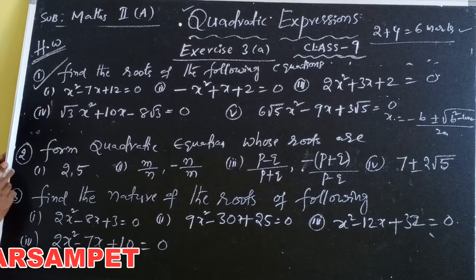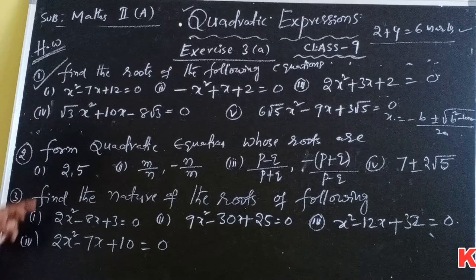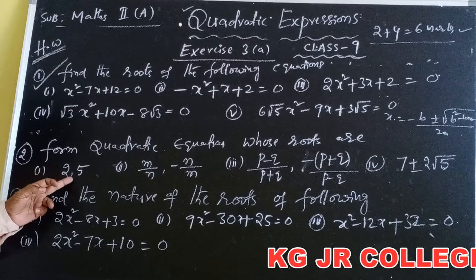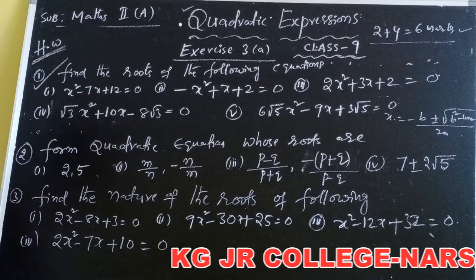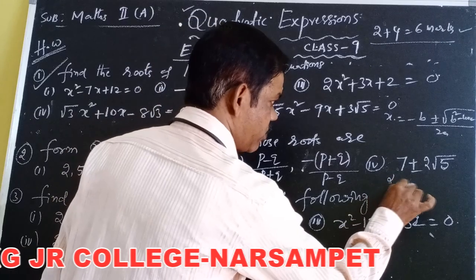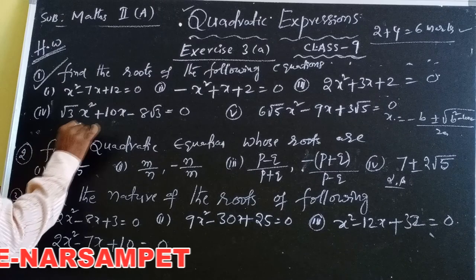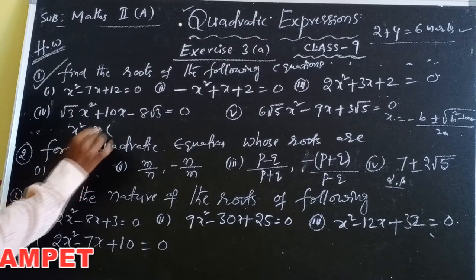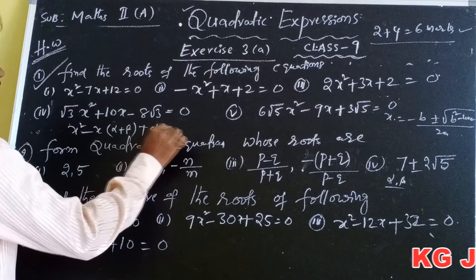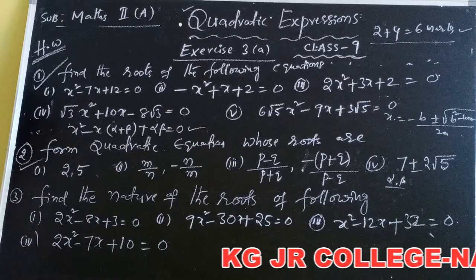Next, the second bit. Form a quadratic equation whose roots are given. It is the opposite of the first bit. That means you are given the roots, 2 and 5 are the 2 roots, then you have to form a quadratic equation. Already we learned in the introduction class, if alpha and beta are the 2 roots, then the formula is x square minus x into the sum of the roots, alpha plus beta, plus the product of the roots, alpha into beta, is equal to 0. By using this formula, you can solve the second bit.